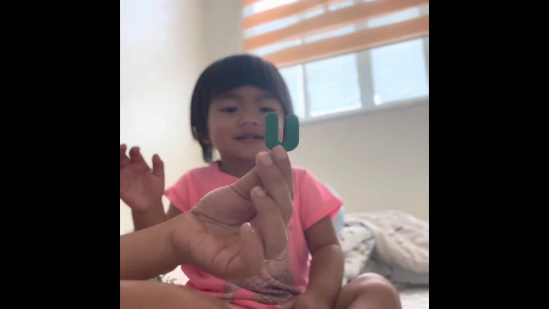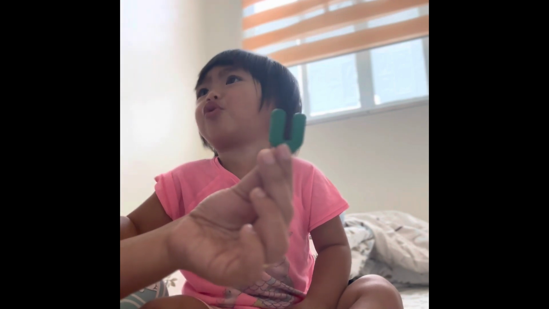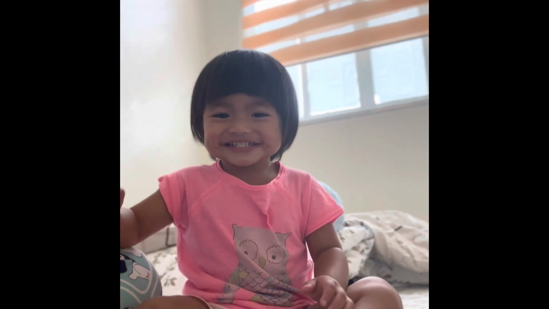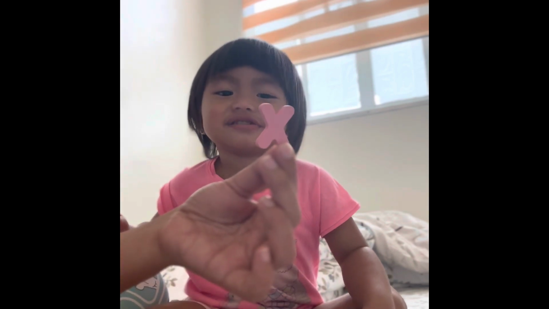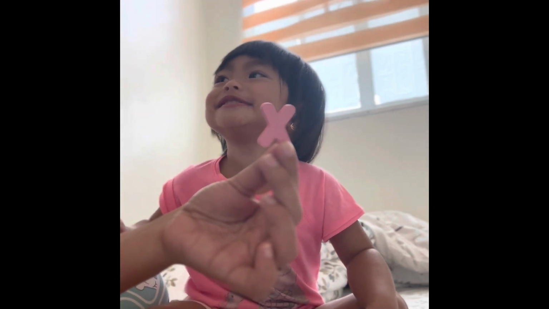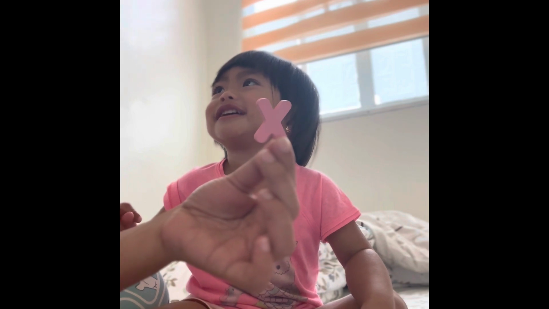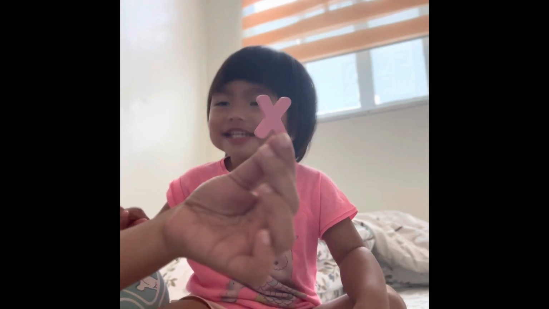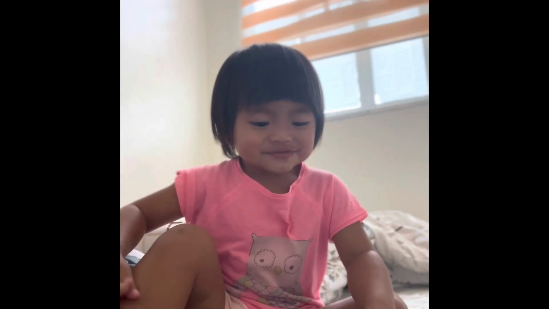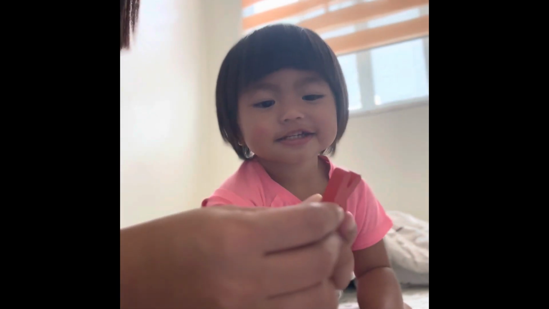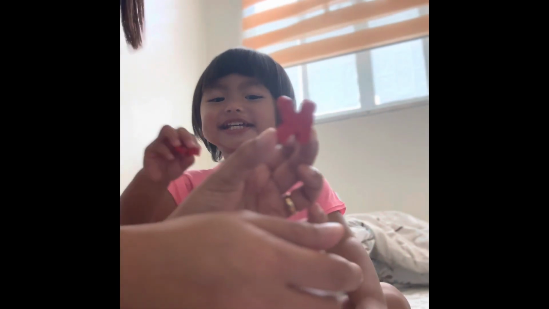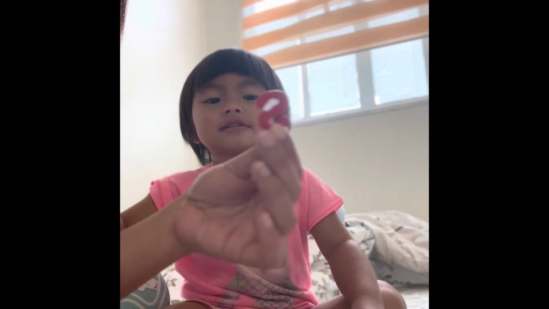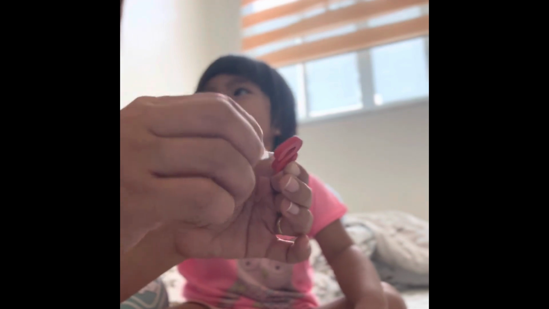This one, what letter is this? U. U. This one, what letter is this? X. This one, what letter is this? K. K. What letter is this? S. Very good.